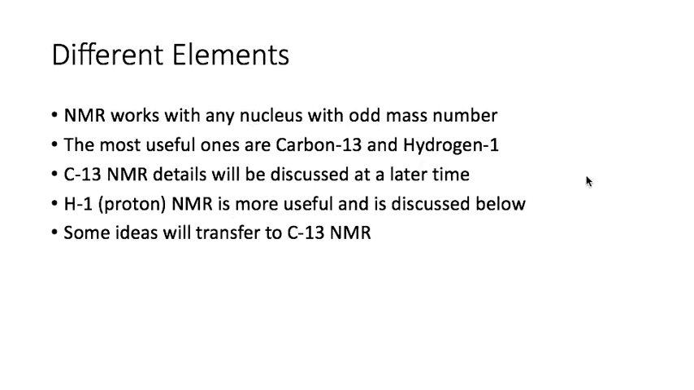NMR works with any nucleus that has a net spin, and that would be anything with an odd mass number. So if the nucleus has a certain number of protons, each of which has half integer spin, a half, and each neutron also spin a half, they will be canceling out, netting out to zero, as long as that's an even number total, and it can't net out to zero if it's an odd number. So the useful ones are carbon-13 and hydrogen-1.